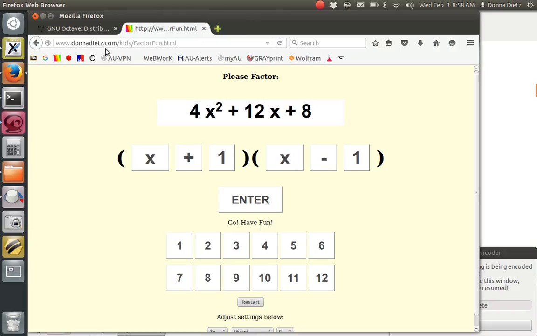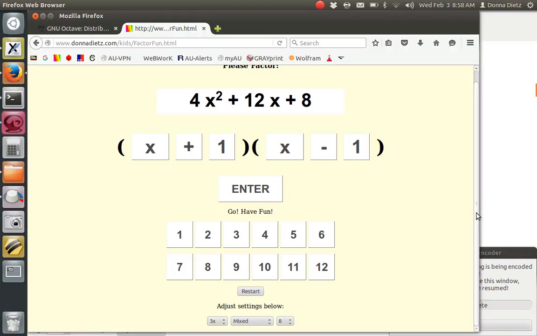So it's at donnadietz.com/kids/FactorFun. Kids is just a folder where I put a lot of random stuff. It doesn't mean it's for kids or anything. It's just where I dump stuff.